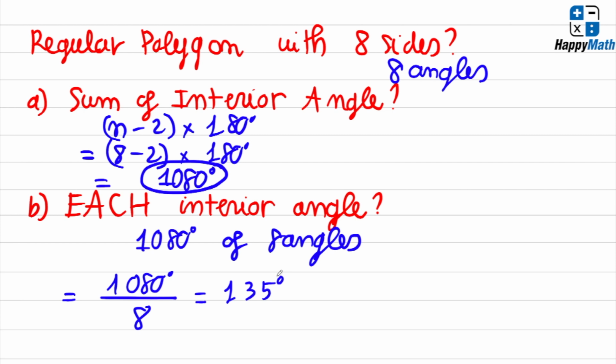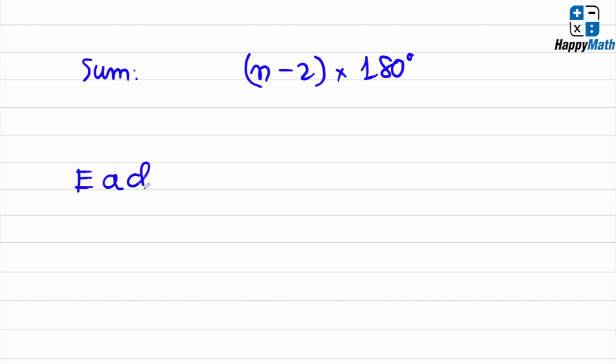But the main point here you should understand is when the question asks you about the sum, you just apply the formula. But when the question asks you about each interior angle, don't forget to divide. So the sum of interior angles is (n - 2) multiplied by 180 degrees like this. But when you want to find each angle, you should remember you have n sides.